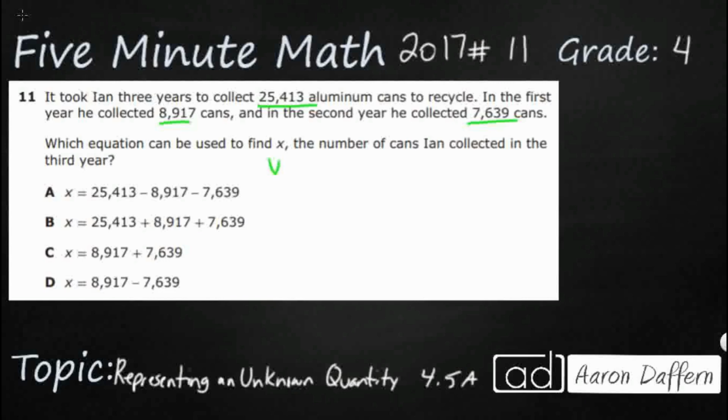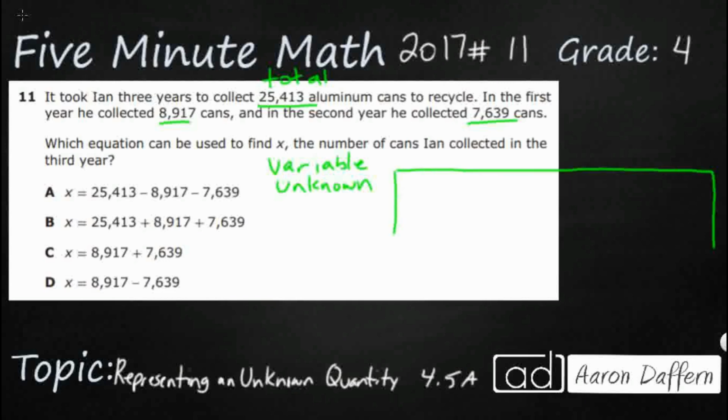Our X is our variable, or it's sometimes referred to as an unknown. And we've got a lot of big numbers here that go to the thousands or the 10,000s. Let's see if we can represent this in a strip diagram, because that's going to help us. So Ian took 3 years to collect 25,413. That's actually our total. When we're making a part-part whole, or in this case a part-part-part whole strip diagram, we know what to do with our total. Our totals always go at the top.